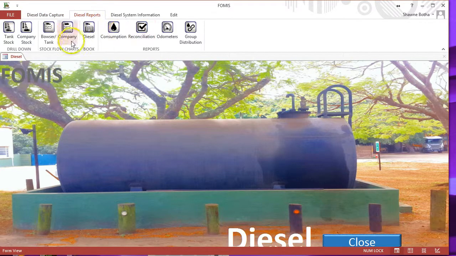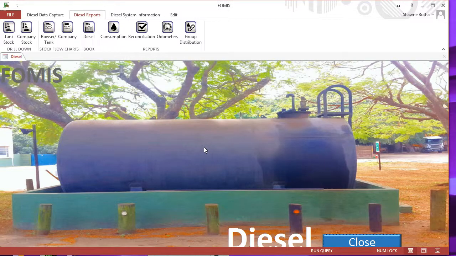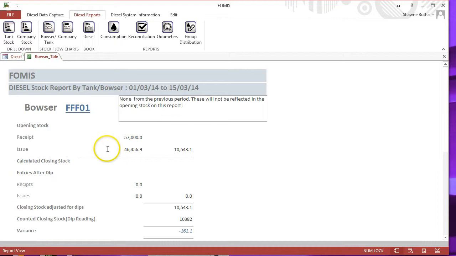The diesel reports themselves, you've got a number of different reports. The first one are stock reports, so that you can go down and have a look at the diesel for a period. Let's use something right at the beginning with less processing time. So the stock report would give you your receipts, your issues, a movement figure.